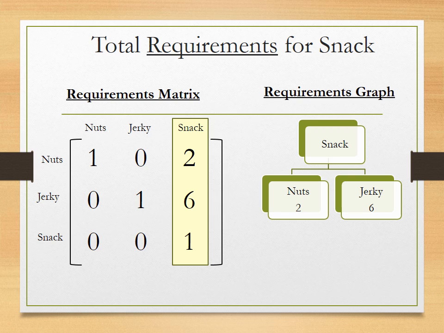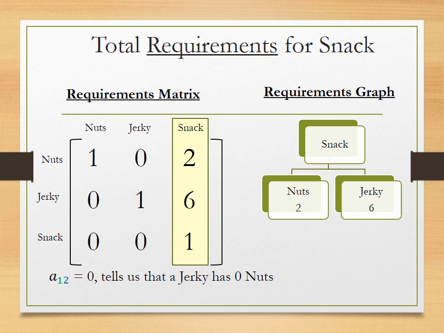And so let's take a look at some of the elements. Let's look at element A sub 1,2, and you'll see, this is the first row, second column. First row, right, second column is a 0. So this 0 right here tells us that in order to make jerky, you need 0 nuts.